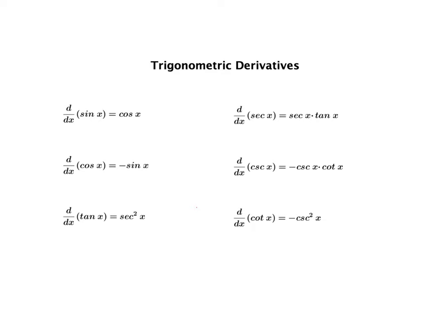We've seen that the derivative of sine is cosine and the derivative of cosine is negative sine. You also need to know that the derivative of tangent is secant squared x, and the derivative of secant is secant tangent. The derivative of cosecant is negative cosecant cotangent, and the derivative of cotangent is negative cosecant squared.